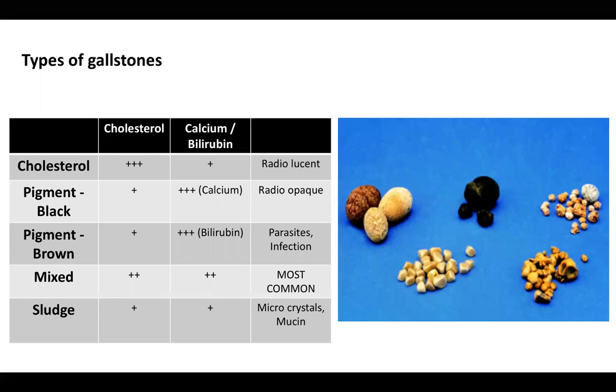So cholesterol stones are most common, with more cholesterol and very little calcium or bilirubin component. Mixed stones are most common in India. Brown pigment stones occur as a result of parasitic infestation or infection. And sludge is basically microcrystals of mucin, that is after nucleation has happened, but before it forms gallstones.